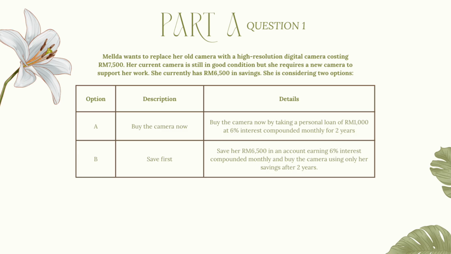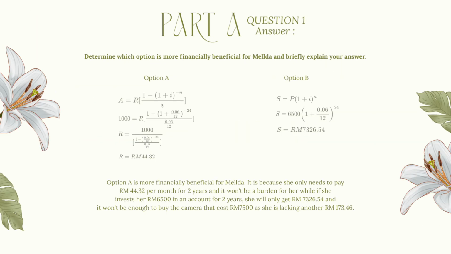So this is part A, question 1. Melda wants to replace her old camera with a high-resolution digital camera costing 7,500 ringgit. Her current camera is still in good condition, but she requires a new camera to support her work. She currently has 6,500 ringgit in savings. She is considering two options, option A and option B. The question is, determine which option is more financially beneficial for Melda and briefly explain your answer.